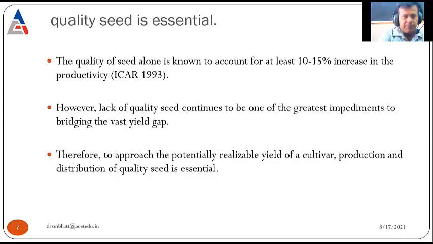So why we are talking about quality of seed is essential, because quality of seed is going to enhance the productivity, right? Because population is increasing day by day and there must be an increase in productivity. By the effort of ICAR there is a 10-15% increase in productivity because of good quality seed. So total emphasis is now on how we can produce good quality seed.